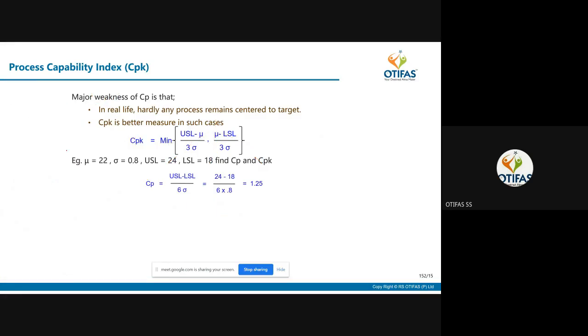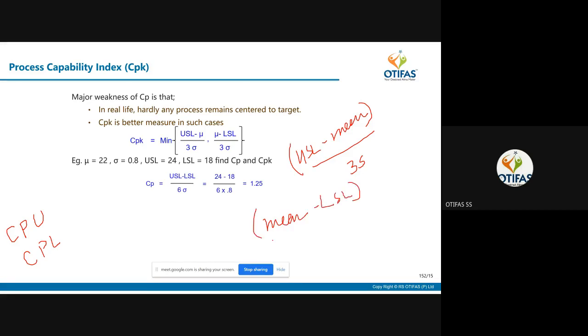Now, what is the formula for CPK? For CPK, you have to find two things. One is called CPU and the other CPL. CPU is nothing but USL minus mean, and instead of 6 sigma, we take 3 sigma, that is, divided by 3 standard deviations. Now, CPL is mean minus LSL divided by 3 standard deviations. Now you get two indices, CPL and CPU. We will take whichever is minimum. Whichever is minimum is taken as CPK. CPK is taken as the real process capability, not CP. Of course, when you do it in Minitab, you get CP, but we take the capability as CPK.